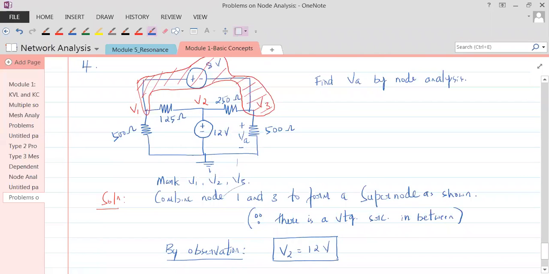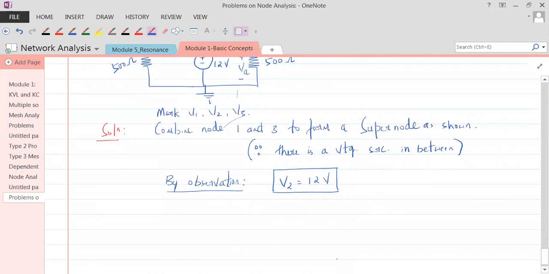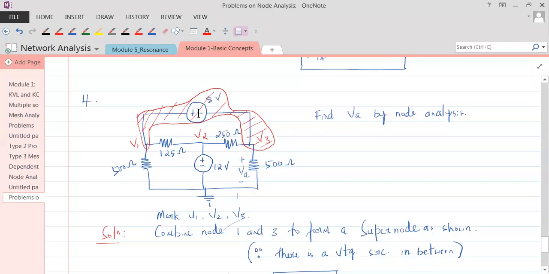Then it's a supernode problem. Since it's a supernode problem, I need to write the constraint equation. Everybody just look at this constraint equation. If it's a super mesh problem or supernode problem, we have to write the constraint equation. Now, you have this 8 volts, right? Can we write these 8 volts in terms of the node voltages is the question. Anybody? How can we write this 8 volts in terms of the node voltages?